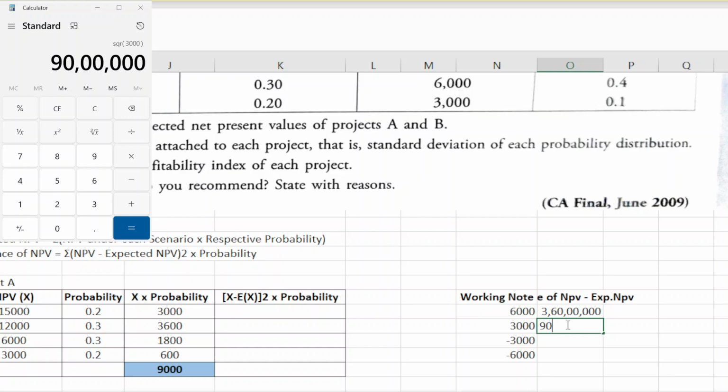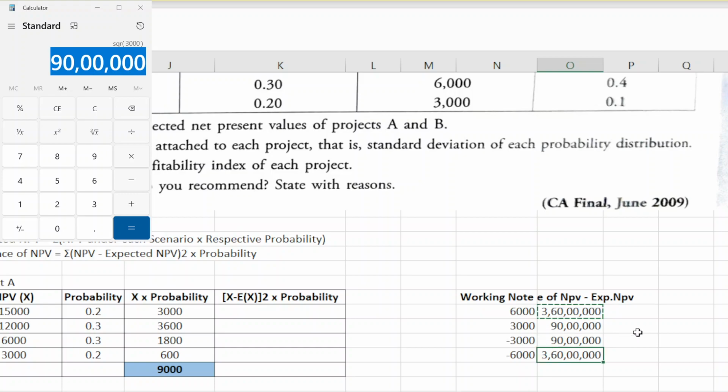Sometimes you get irritated because of the frozen keys, etc. So the previous one is 3 crore 60 lakh. I'm really sorry on that. And this next one is 90 lakh. Of course, minus 3,000 square is also 90 lakh, and 6,000 square is obviously once again 3 crore 60 lakhs.